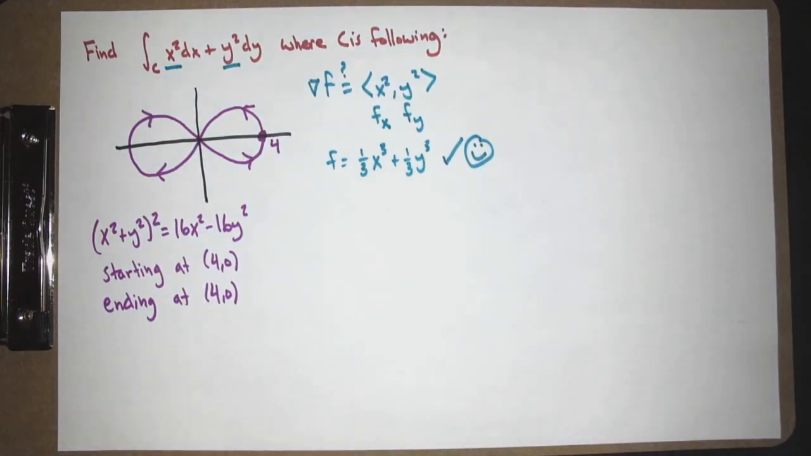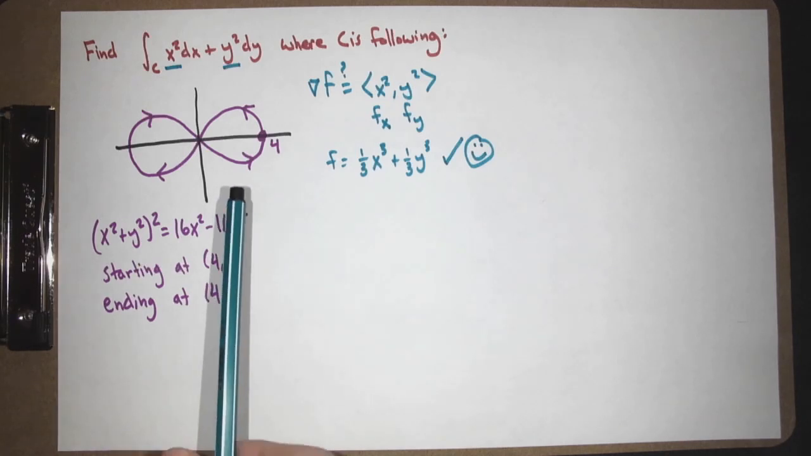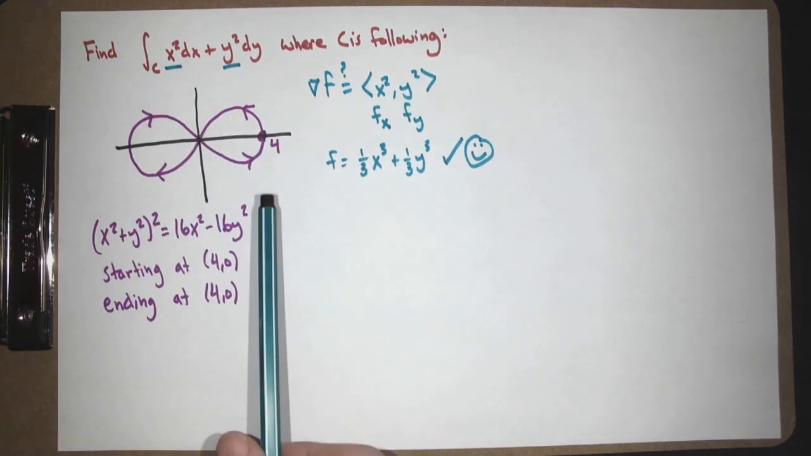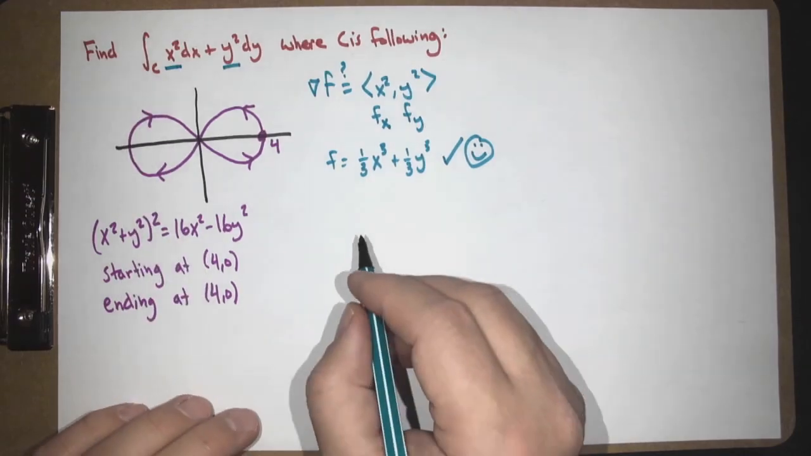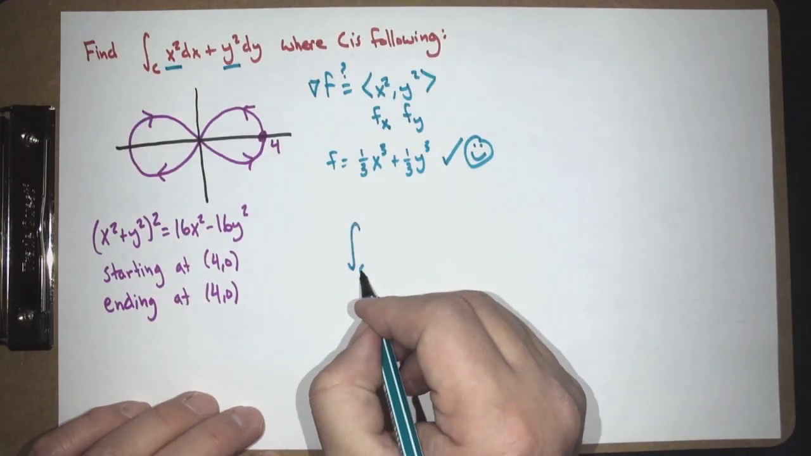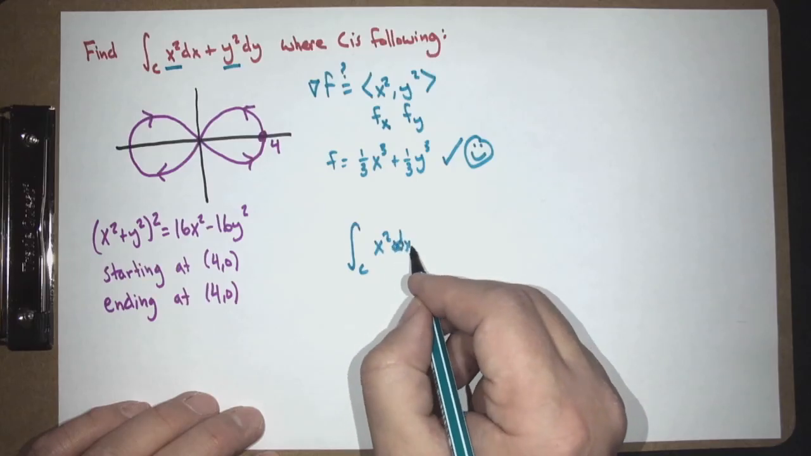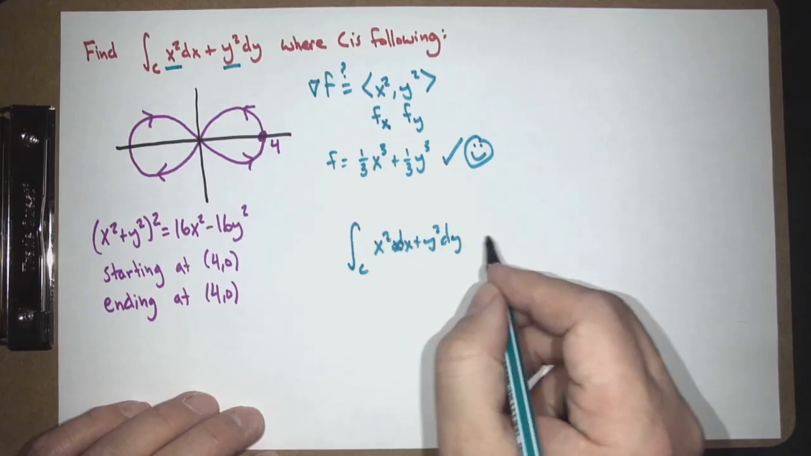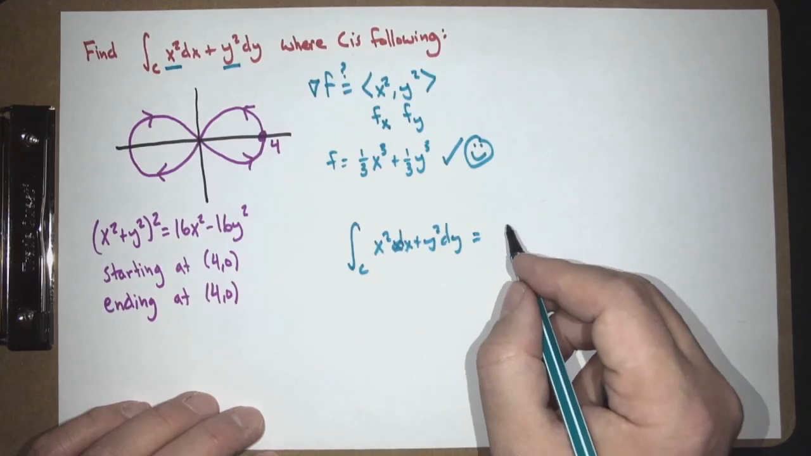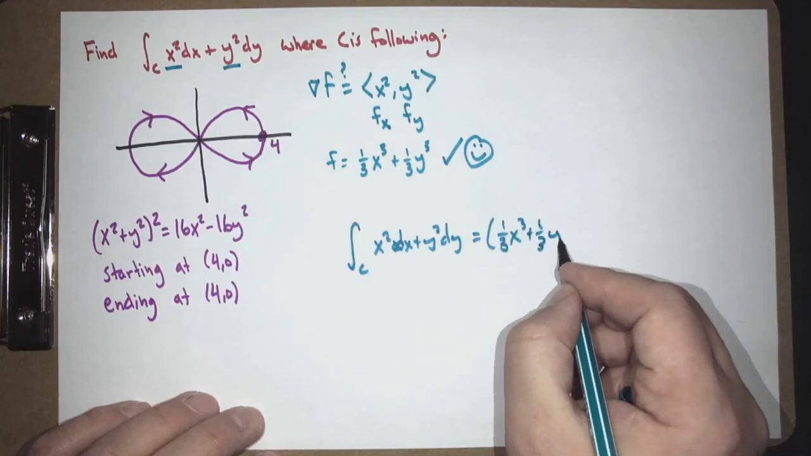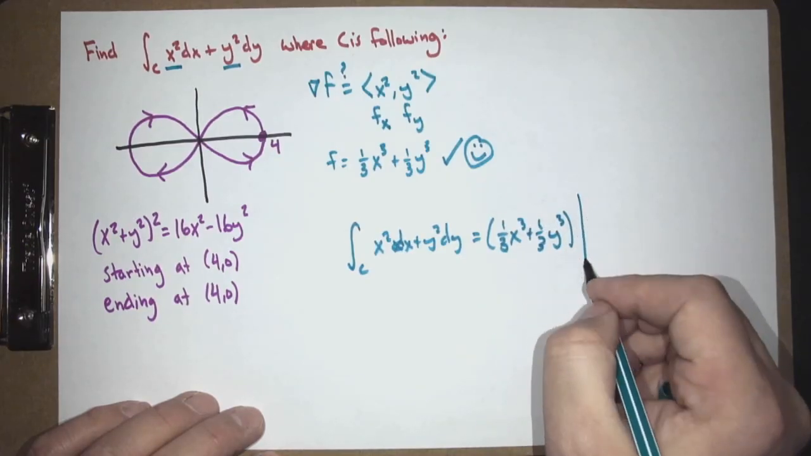This means that this is a conservative function, which means we don't have to do the integral along that curve, right? We can just look at the endpoints. So this integral along the curve, x squared dx plus y squared dy is equal to this function 1/3 x cubed plus 1/3 y cubed evaluated.